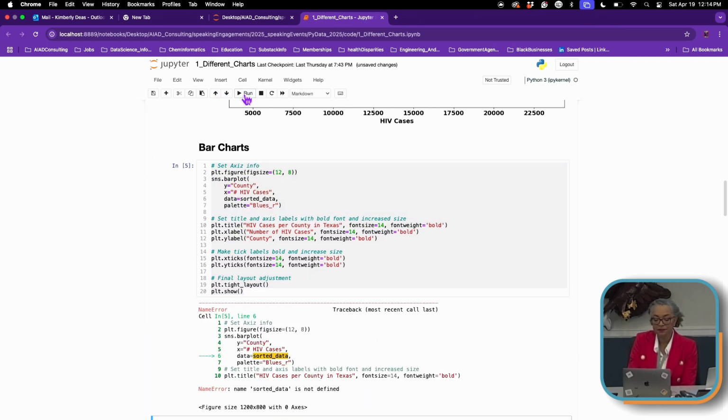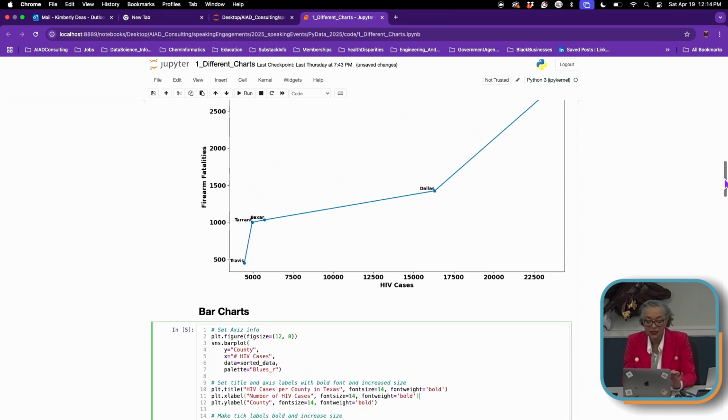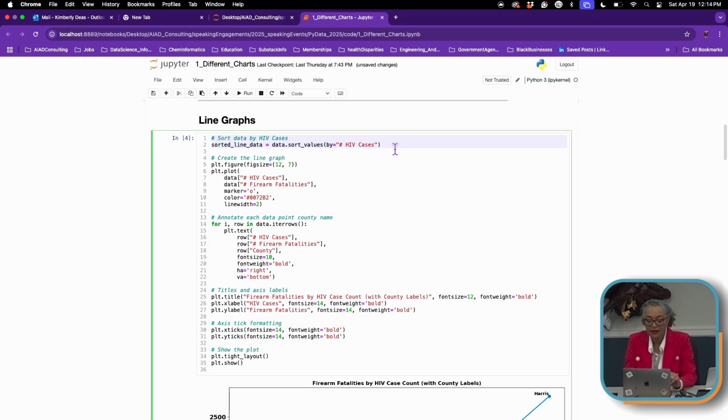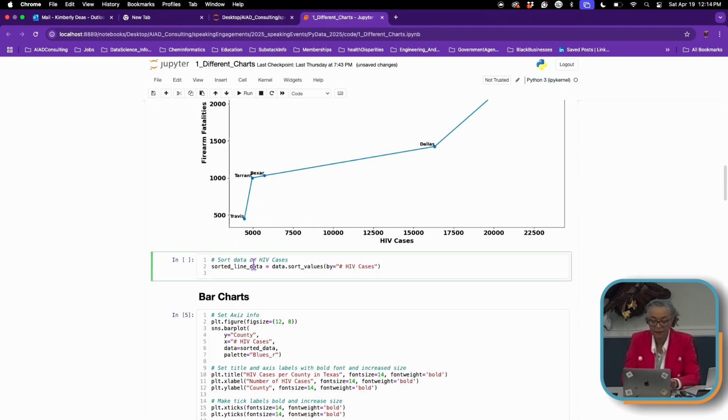And so we'll run that. It's not defined. Name sorted data. In the cell before, you called it sorted line data. So that means we need to change the name. So let's see, we need to change data to sorted data. All right, so we're calling it sorted data here.